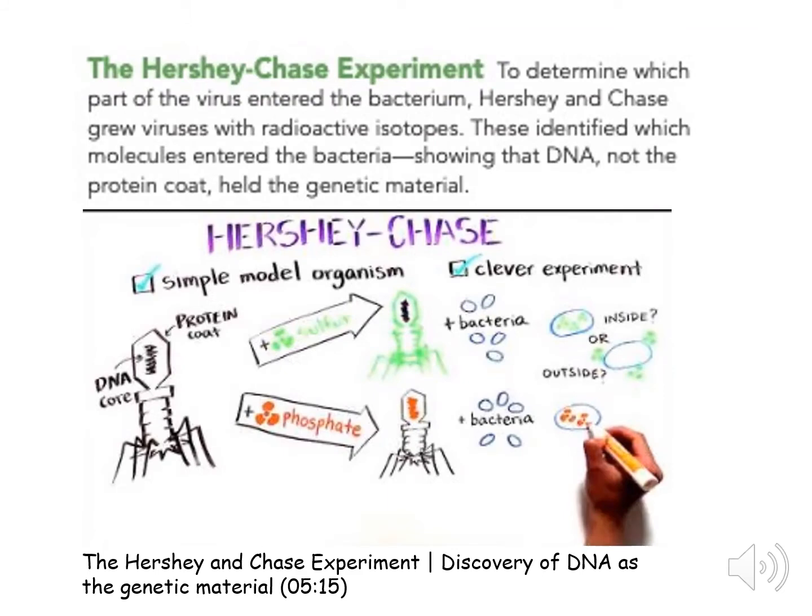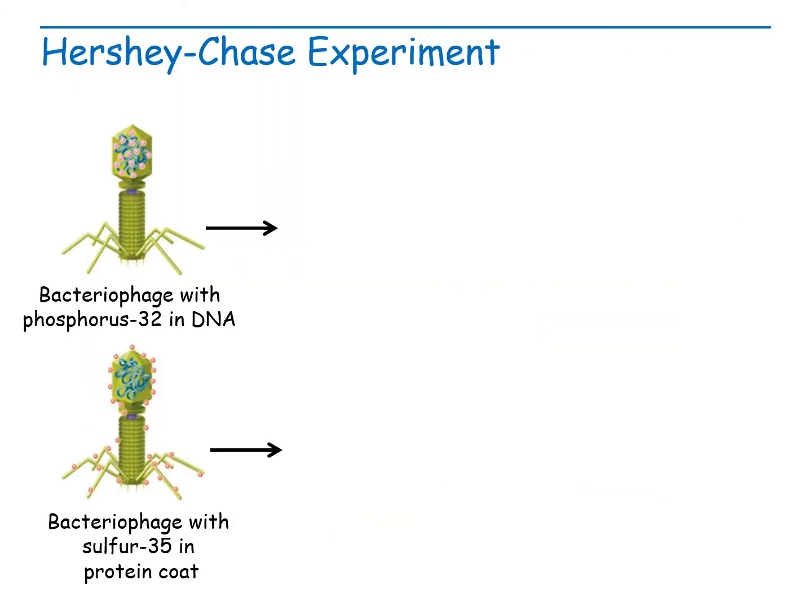To determine which part of the virus entered the bacterium, Hershey and Chase grew viruses with radioactive isotopes. These identified which molecules entered the bacteria, showing that DNA, not the protein coat, held the genetic information.